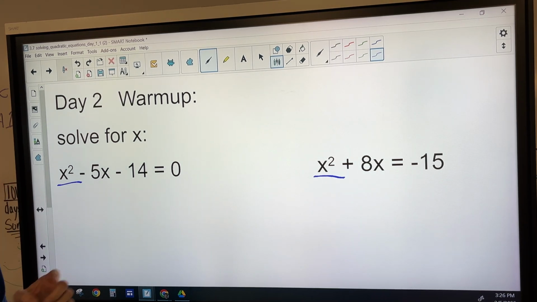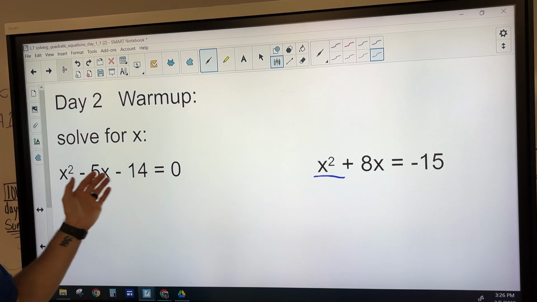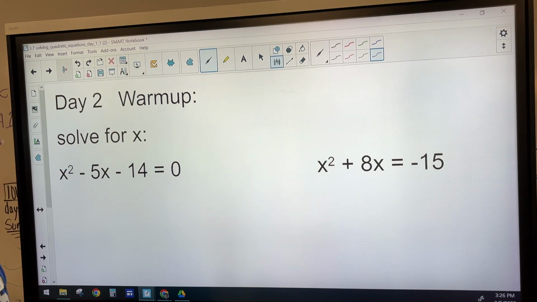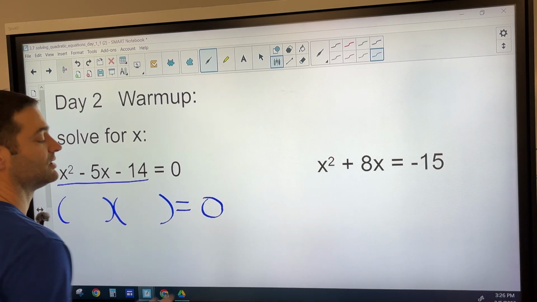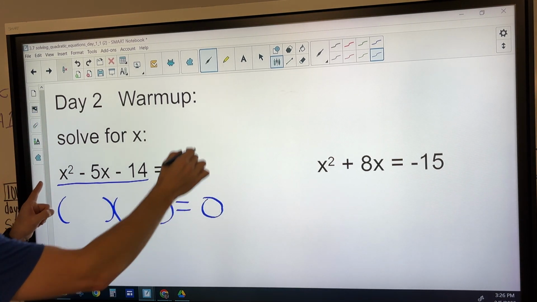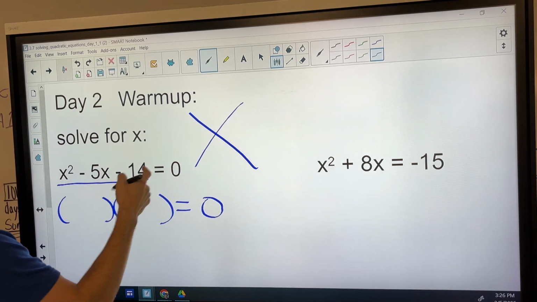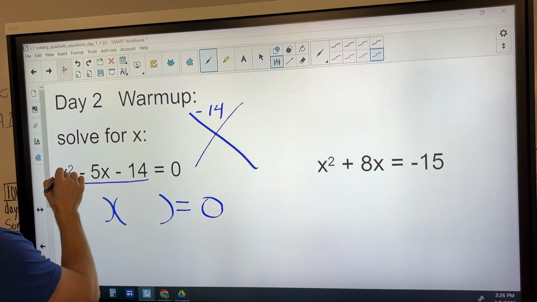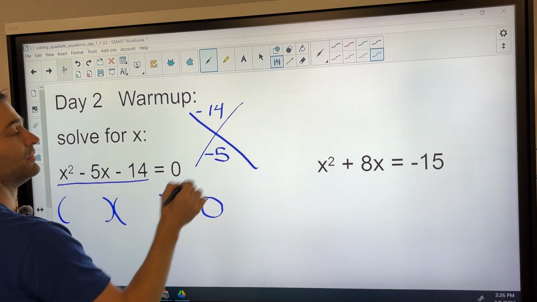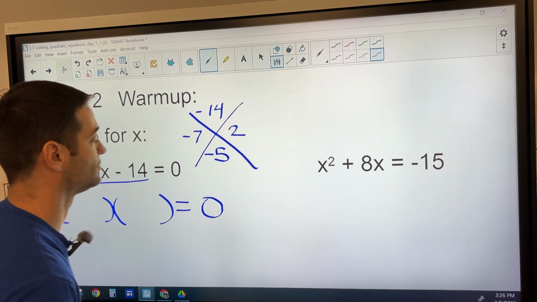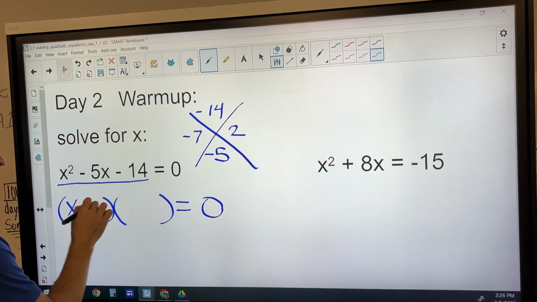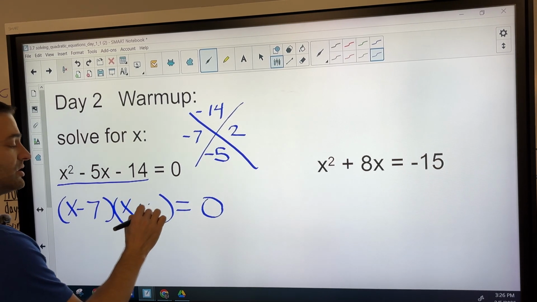The strategy that you're going to use, the method that you're going to use, is called the factoring method. You have to factor this right here. We need to rewrite this as its factors to equal 0. So we're going to use X box, negative 14 up top, negative 5 down bottom, and negative 7, positive 2. X minus 7, X plus 2.